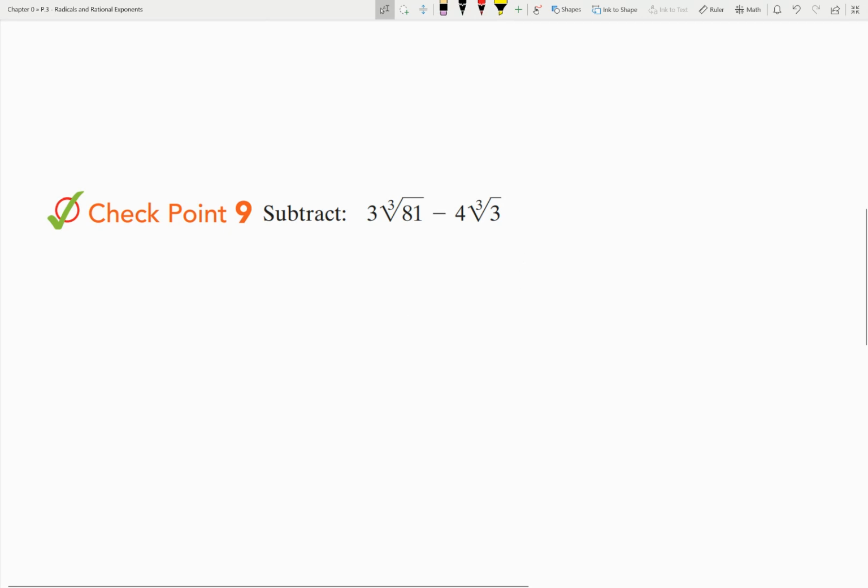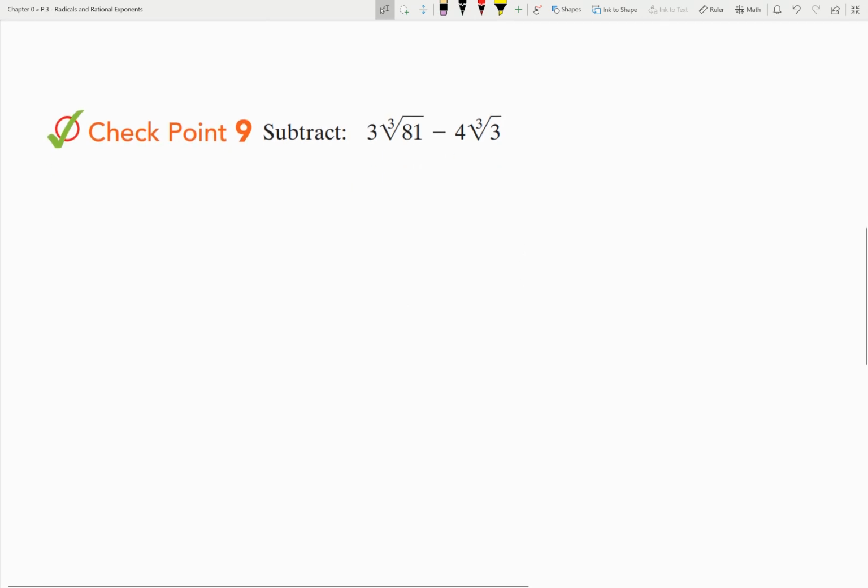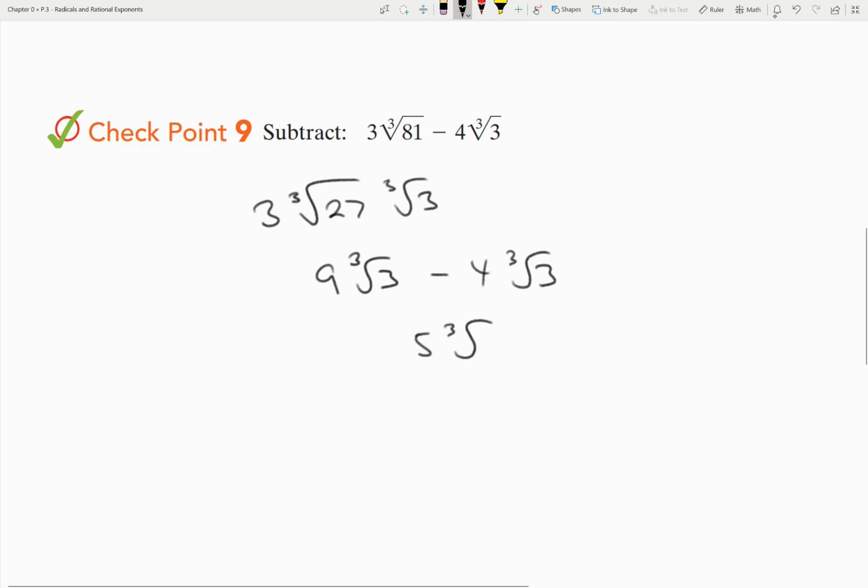Okay. Let's try our checkpoint. So again, and here's a hint here. I'm probably going to make those the same. So it's probably going to have something to do with the radical 3, and it does. So 3 times 81 is 27 times the cube root of 3. The cube root of 27 is 3. And so that gives me 9 cube root 3 minus 4 cube root 3, because nothing happens with that one. And that just gives me 5 cube root 3.